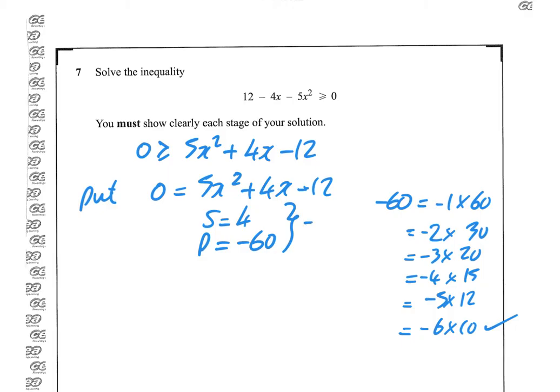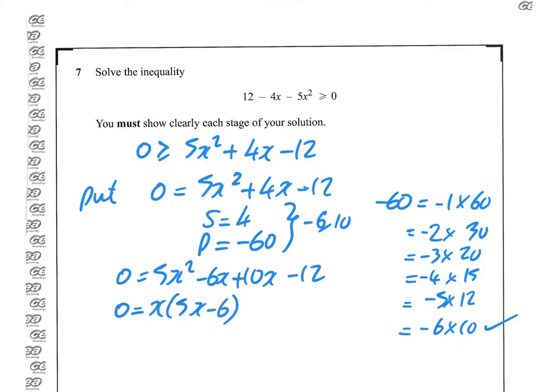I just do a curly line, that's minus 6 and 10. All this does is tell you to rewrite your middle term. So the 4x now becomes minus 6x plus 10x minus 12. And we'll factorize the first two terms completely. All you can do is pull out an x, which leaves 5x minus 6. Factorize the second two terms completely. All I can do is pull out a 2, which leaves 5x minus 6.